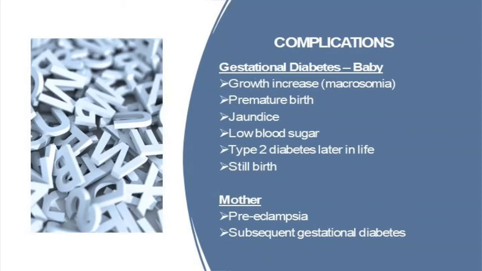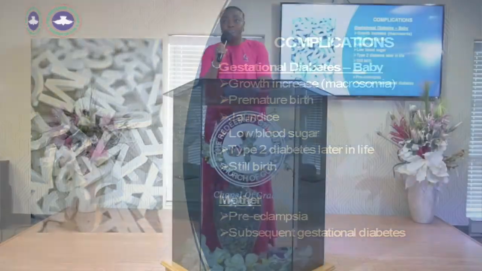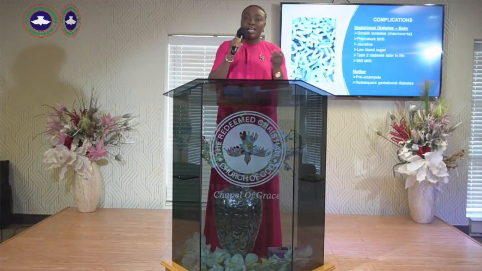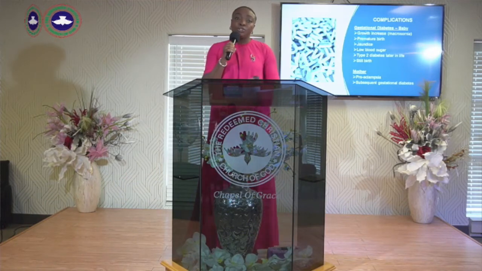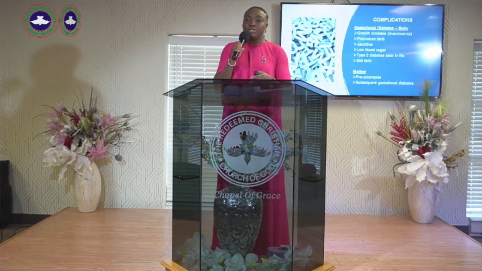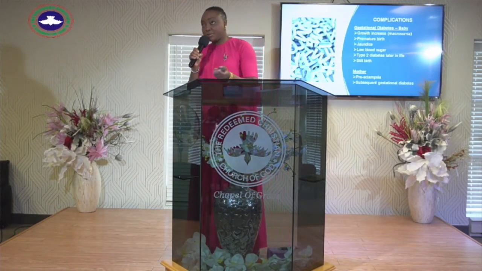Now, the complications in babies can also result in premature birth, stillbirth, jaundice, low blood sugar, and type 2 diabetes later in life. And in mothers, they can come down with preeclampsia, which is a condition that involves high blood pressure, protein in the urine, and swelling of the feet, and then subsequent gestational diabetes in other pregnancies.